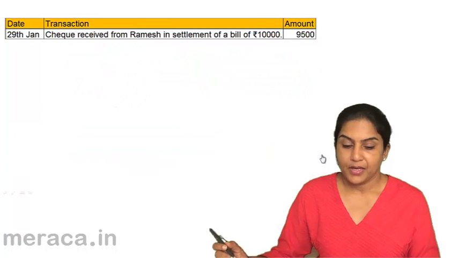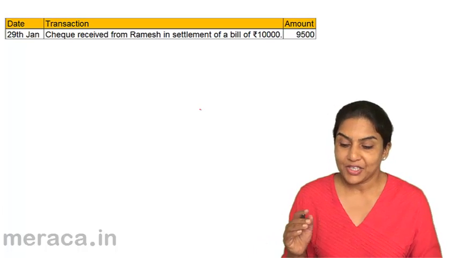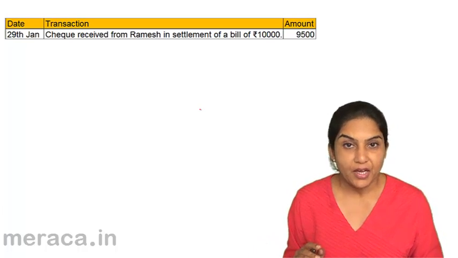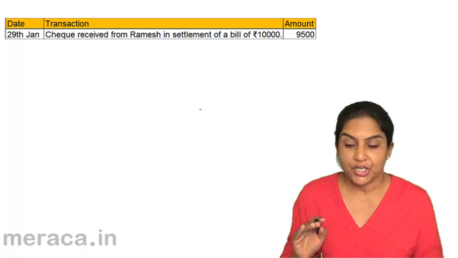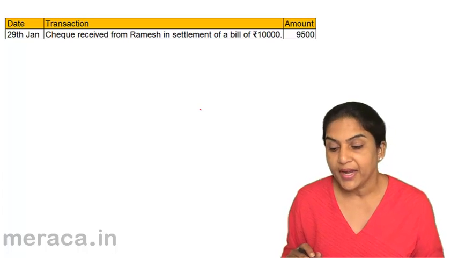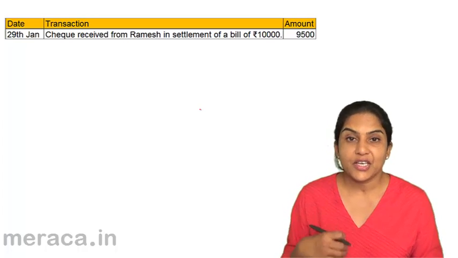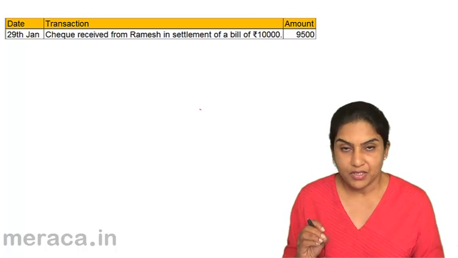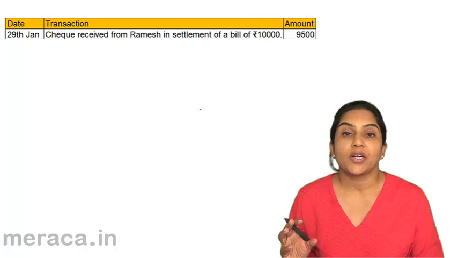Next. Check received from Ramesh in settlement of a bill of 10,000, 9,500. So again, we'll get a check. The amount of the check will be only 9,500. Bank balance will go up by 9,500. But Ramesh's account will be settled for 10,000. Ramesh's balance will come down by 10,000. So what is the difference of 500? Basically, we receive 500 less. Therefore, it is a loss for us. This is called discount allowed.